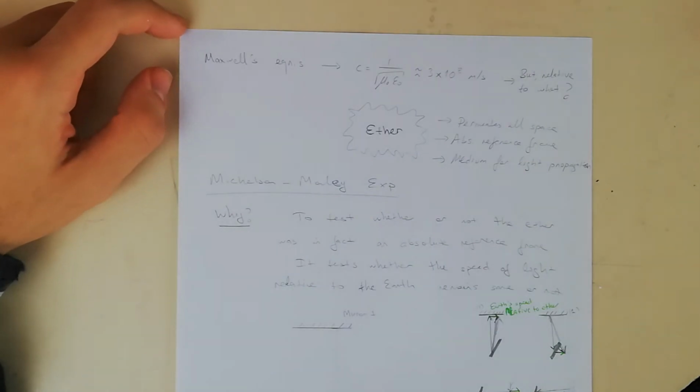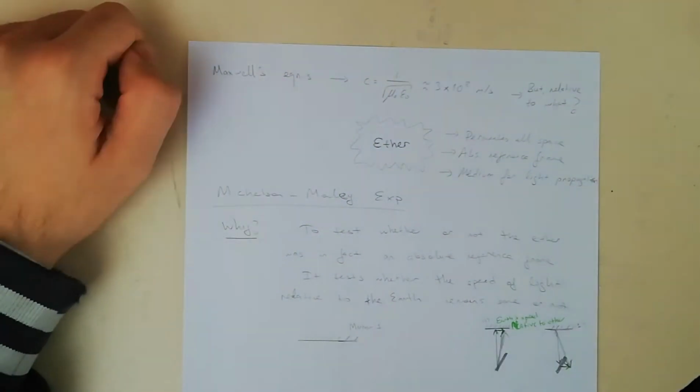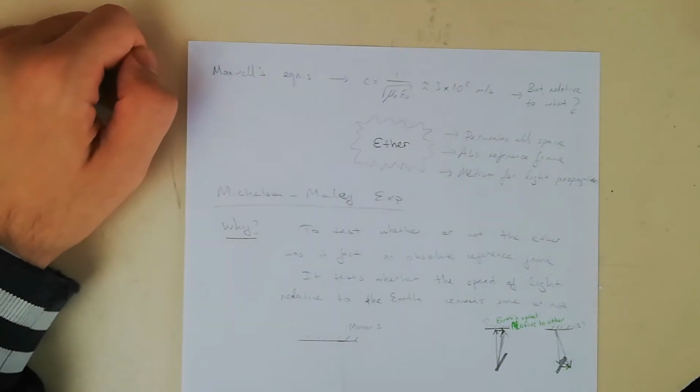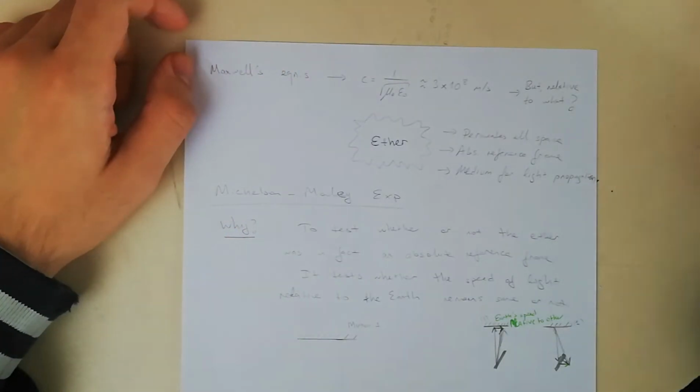First of all, the scientists found from the Maxwell equations that the speed of light is given by this expression, and it's approximately 3 times 10 to the 8 meters per second. But the question that naturally arises after this result is: this speed is relative to what?